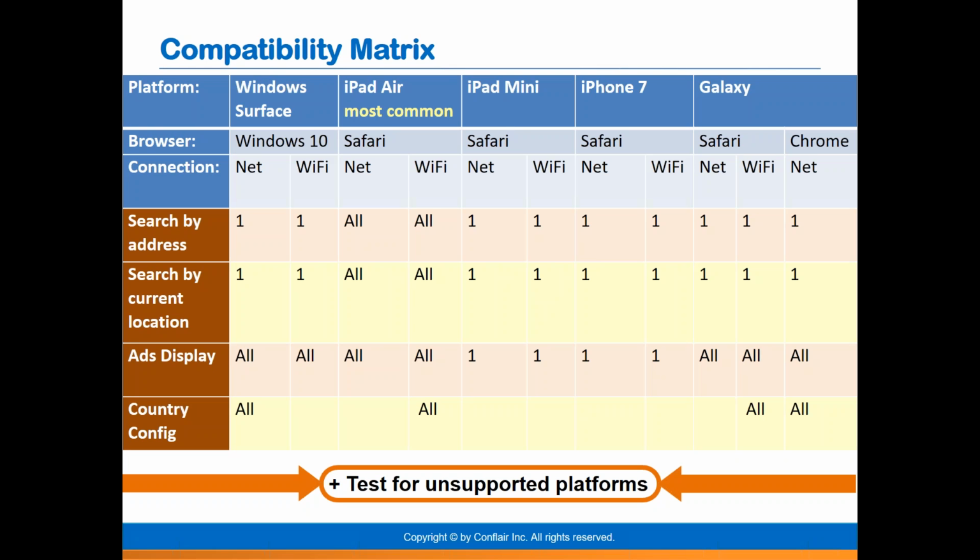And then we have another point, the country config. Now the country config depends on the operating system. At least that's what I assumed here for the sake of our example. If this is the case, then I want to try it in Windows Surface, in one iOS device, all my cases for country config. But then with Galaxy, I want to try it with Safari and try it with Chrome because it might depend on the browser as well.